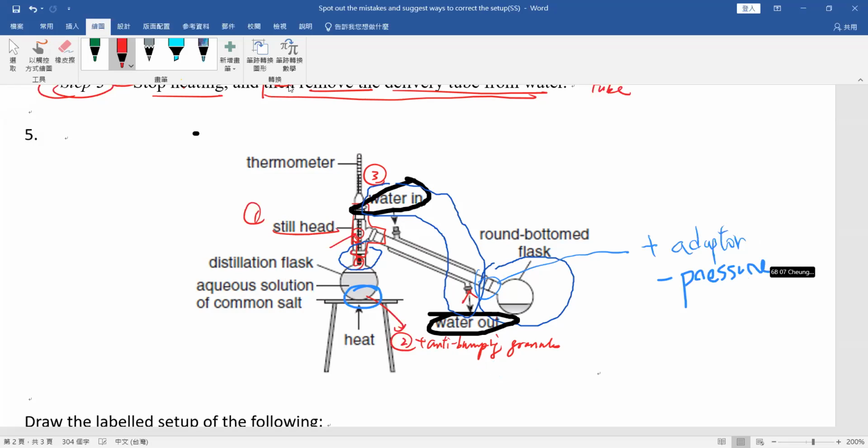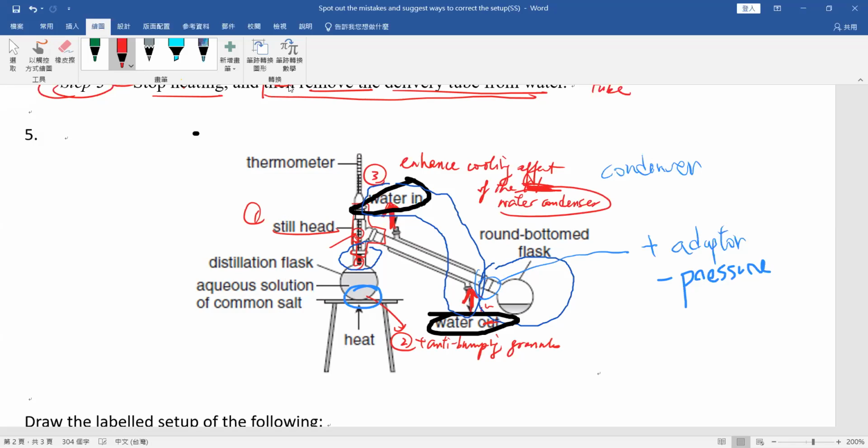You know that it is quite the opposite, water in here and water out here. So remember, the arrow should match with the direction of water. And this is to enhance the cooling effect of the tube. So what is that tube called? We call it water condenser. Okay, we call it water condenser. Third mistake.